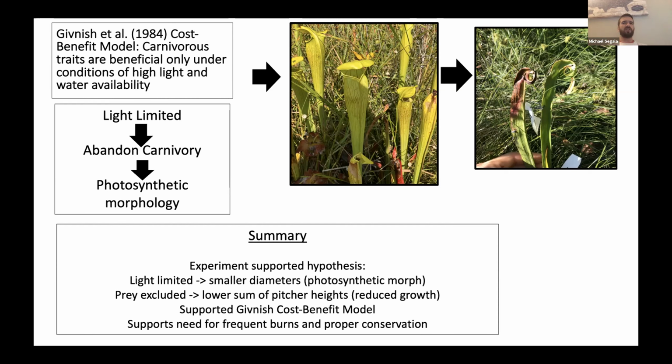So in summary, our experiment supported our hypotheses that resource limitation can affect pitcher plant morphology. It supports Givnish's cost-benefit model that botanical carnivory is only advantageous in conditions of high light and water. And lastly, kind of big picture, this shows support for frequent burns and proper conservation of these bog habitats, because without them, competing vegetation can grow unchecked and pitcher plants will begin to look like those in this top right picture. And after a couple of seasons, it's going to have a really major impact on fitness and the survivability of the species in general. So thank you for listening.